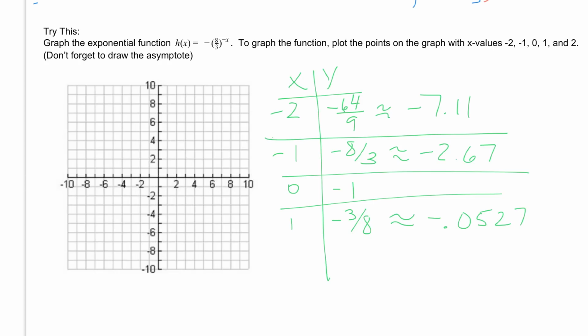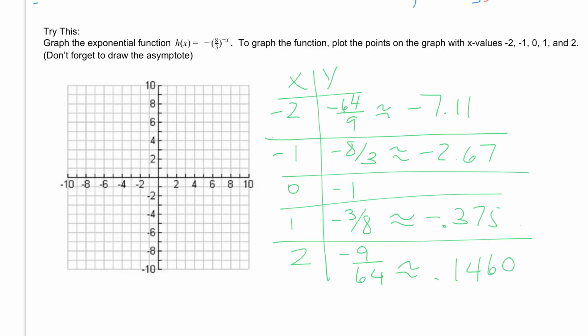Oh, nope, that's not right. Sorry about that. 3 divided by 8 would be negative 0.375. And then we take a look at plugging in 2. You should have gotten negative 9 over 64. And negative 9 divided by 64 will give us approximately negative 0.1406.